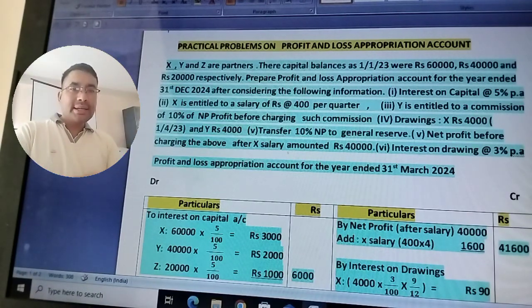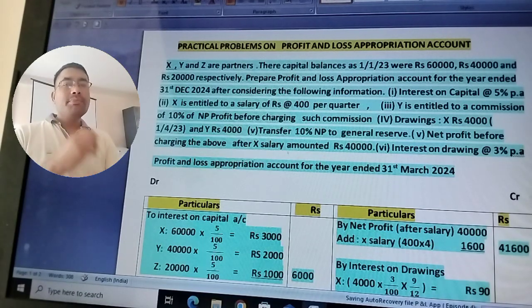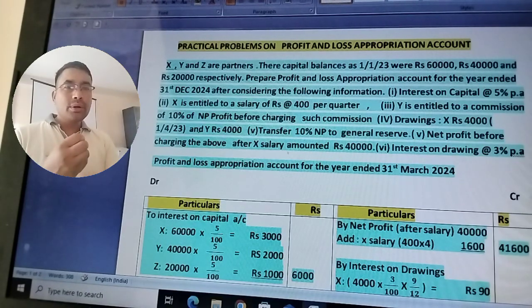But in the case of Y's drawing, a lump sum amount of 4000 is given, but the date of drawings is not given. If a lump sum amount is given and the date of drawings is not given, then interest on drawings should be calculated on an average of 6 months. Okay, we have to calculate interest on drawings on an average of 6 months. Transfer 10% of net profit to general reserve.